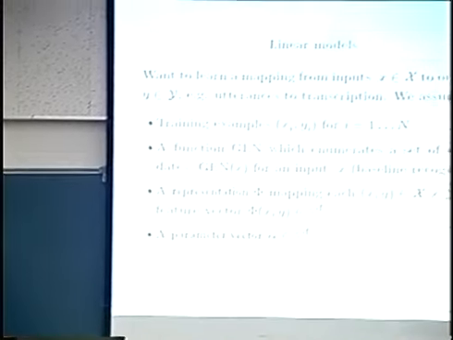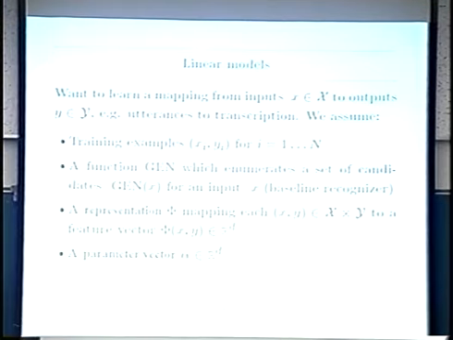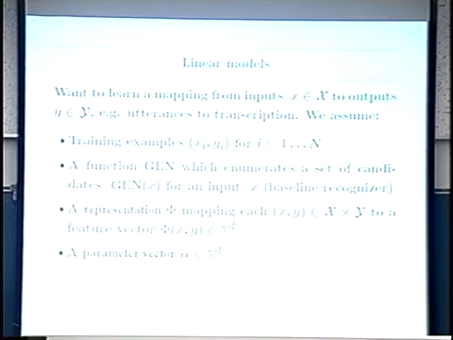All right, the underlying model can be named in different ways. We're calling it linear models, starting from Michael Collins' work. It is equivalent to what we will call exponential models later in the talk, or log linear models. The idea is we are trying to learn a mapping from inputs x to outputs y. In our case, x is the utterance, the acoustic signal, and y is the transcription. So we assume training examples of xi, yi pairs.